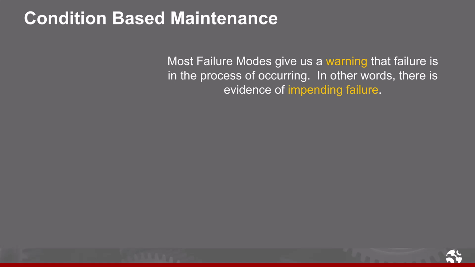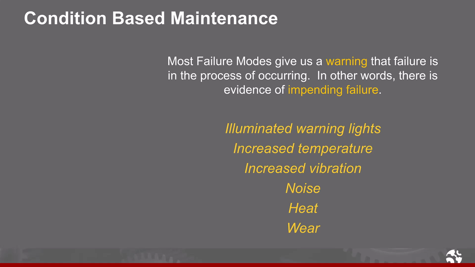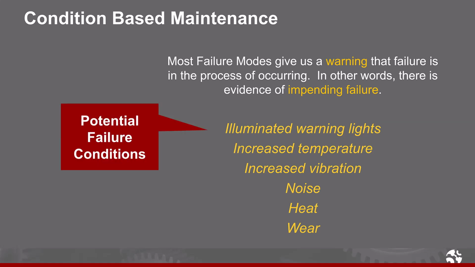Most failure modes give us a warning that failure is in the process of occurring. In other words, there's evidence of impending failure. Examples of potential failure conditions are illuminated warning lights, increased temperature, increased vibration, noise, heat, and wear. In the context of reliability-centered maintenance, these are called potential failure conditions.